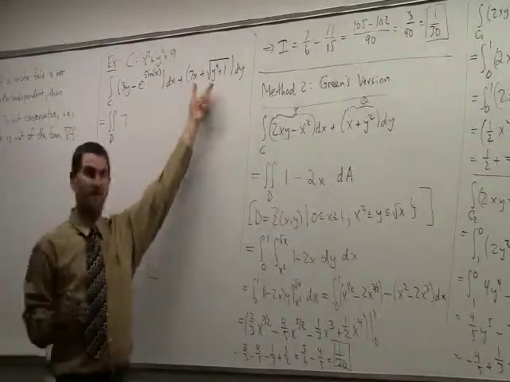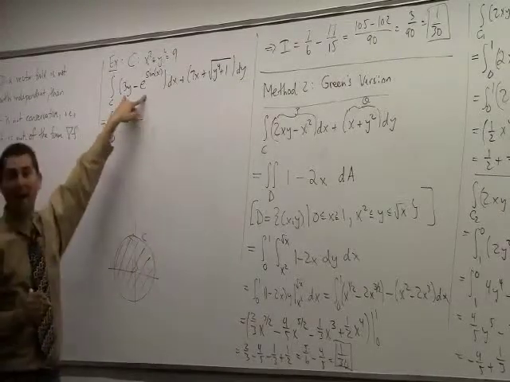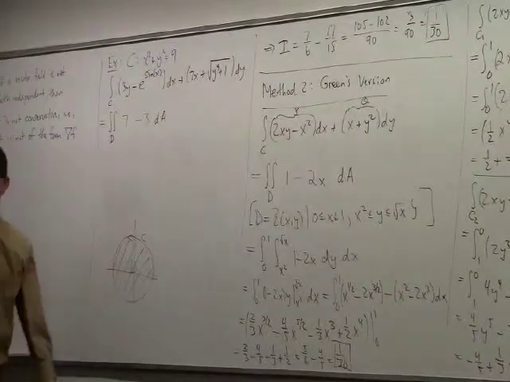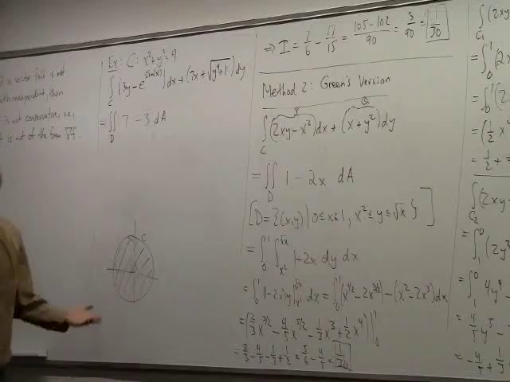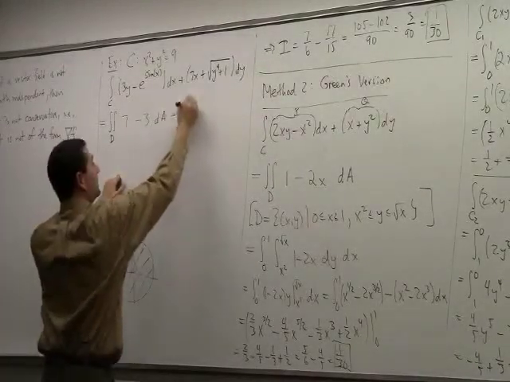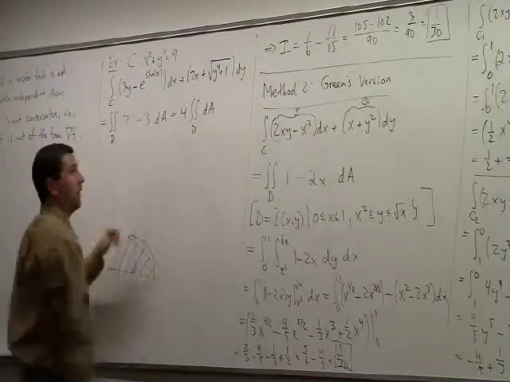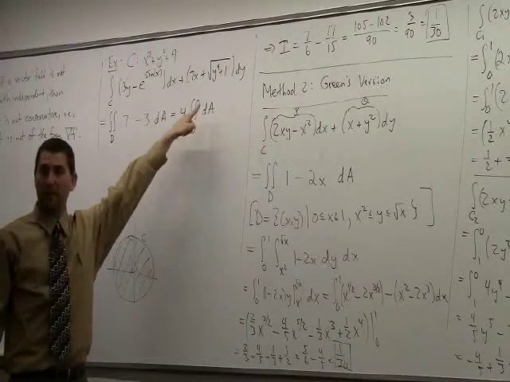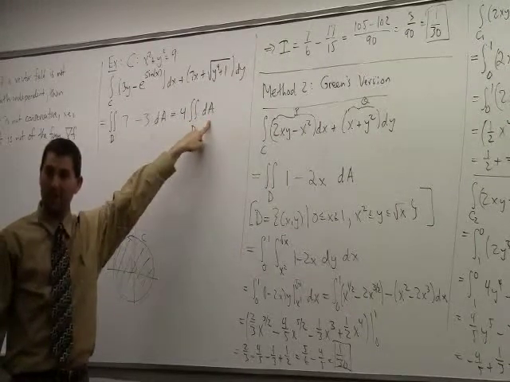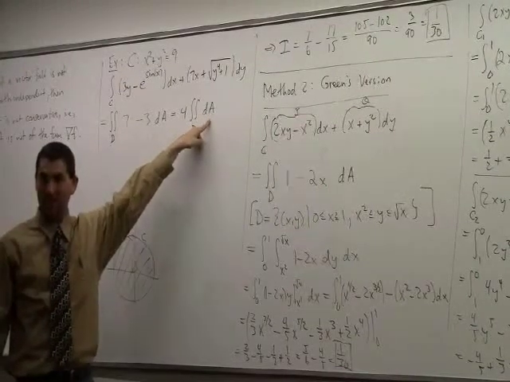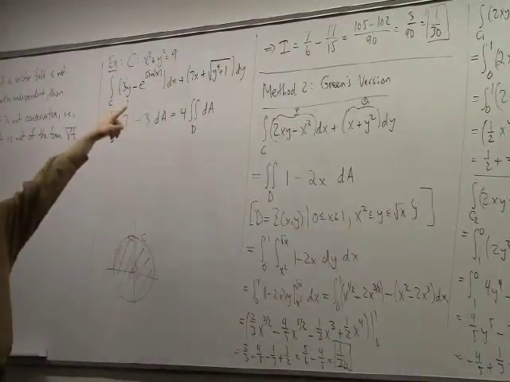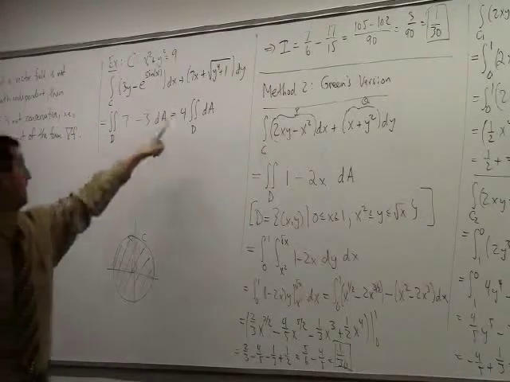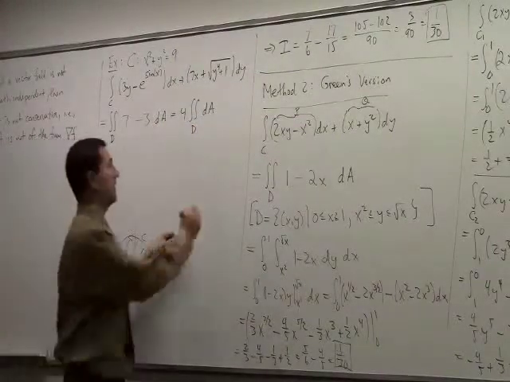This goes to 7 minus, now we need to do this with respect to y, 3. You got to admit, this looks pretty great, because you don't even have to compute this thing. You just have to think for a second. Pi r squared, of course. What's r? 3. So this thing is 9 pi times 4, which is 36 pi.